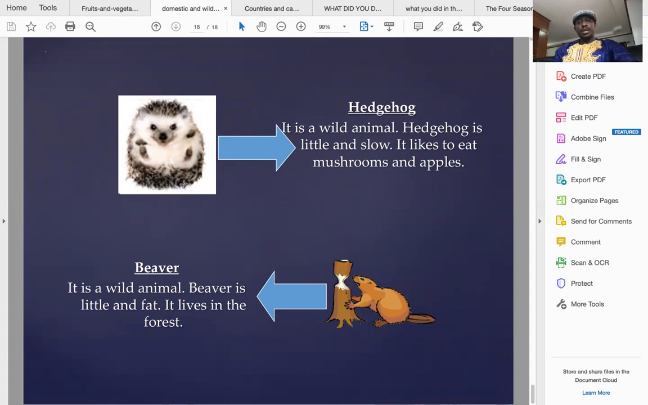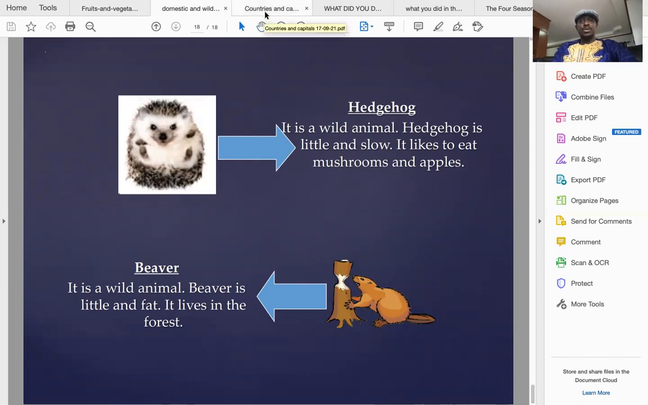But in the course of our tests or exams, we are going to talk about only the animals that we talked about in the classroom. Okay? So we are not going to talk about the animals that we did not see in the classroom. Okay? Good.